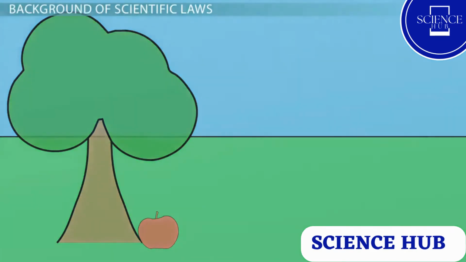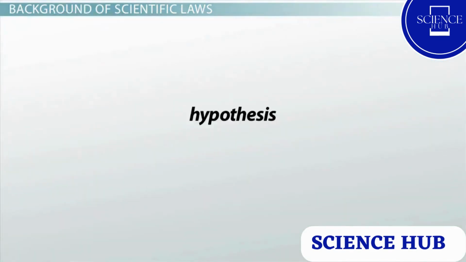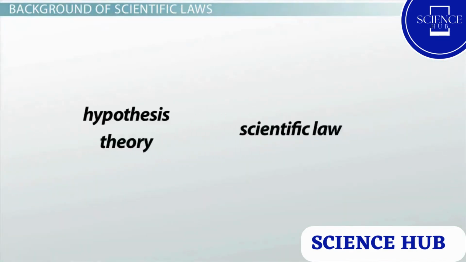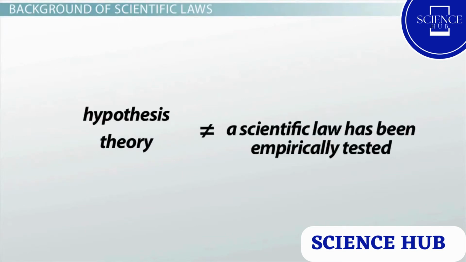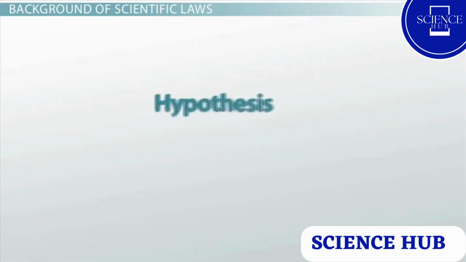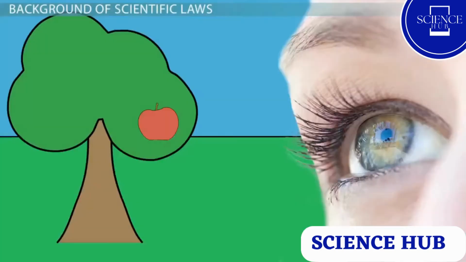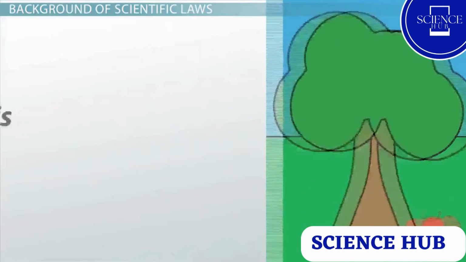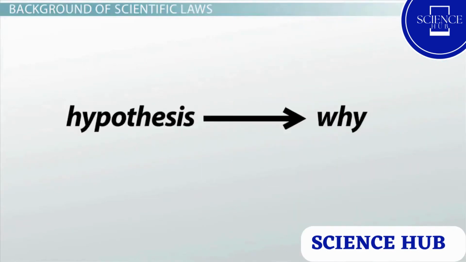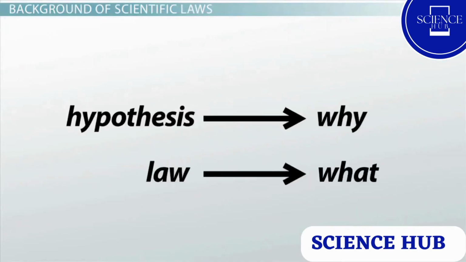Some terms related to scientific law are hypothesis and theory. However, a scientific law is different from a hypothesis or a theory. The main difference is that a scientific law has been tested more than the other two. It's called being empirically tested. But another important difference is that a hypothesis is an explanation of an observation found in nature, while a law is based on an observation only. In other words, the hypothesis is the why, while the law is the what.